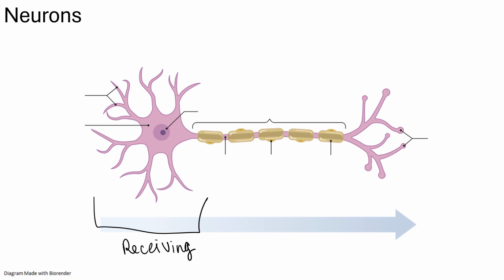This part of the cell is called the cell body. It contains the nucleus. This is the nucleus right here. And it also contains all of those other organelles that we know about, like an endoplasmic reticulum, a Golgi body, maybe some mitochondria. So it has all of that other inner workings that we learned about in chapter 3.